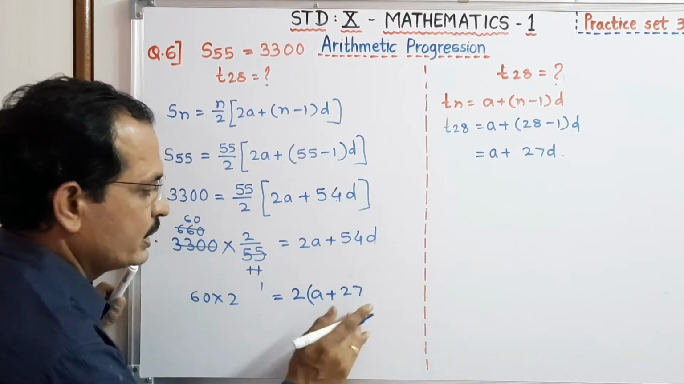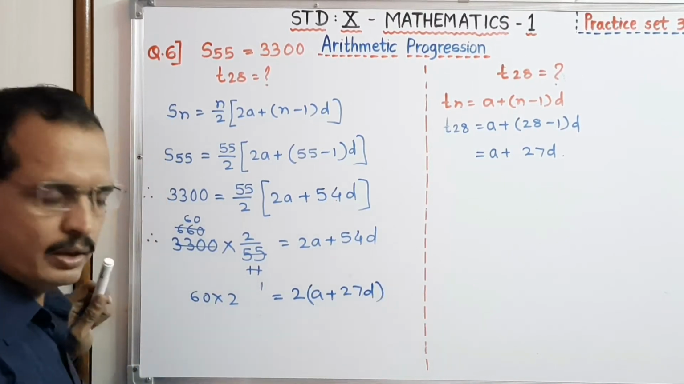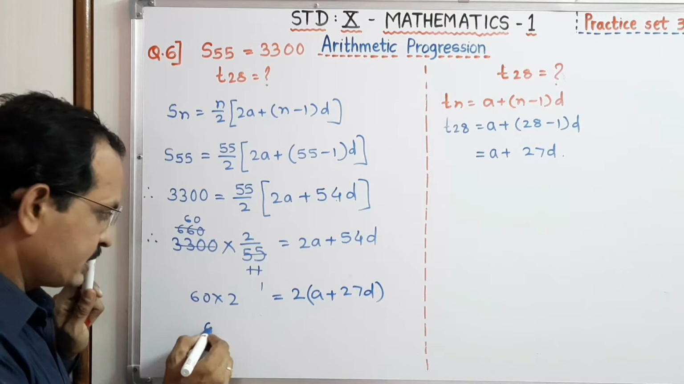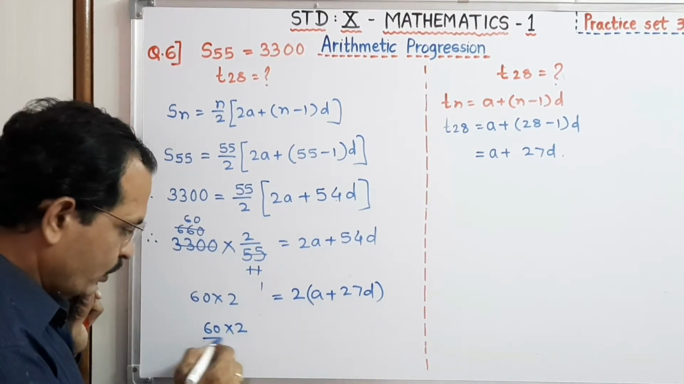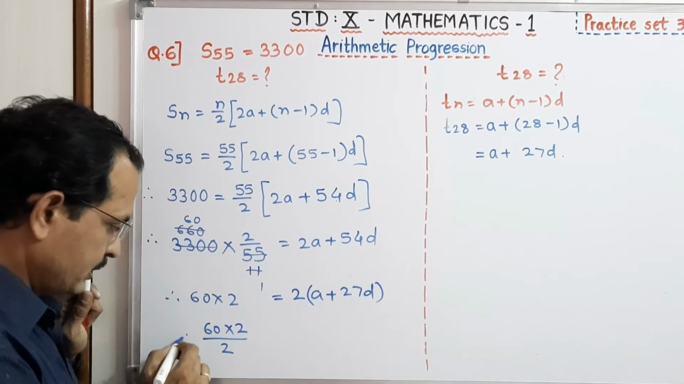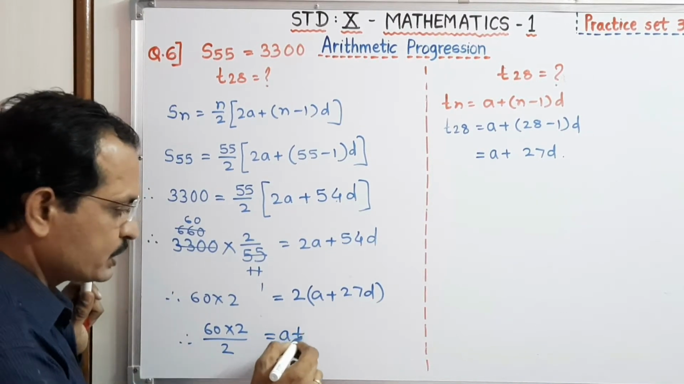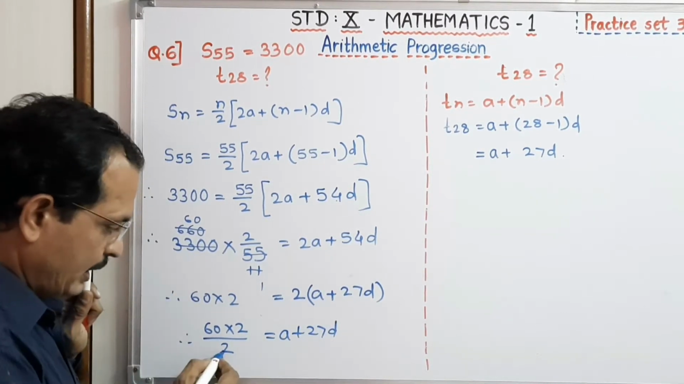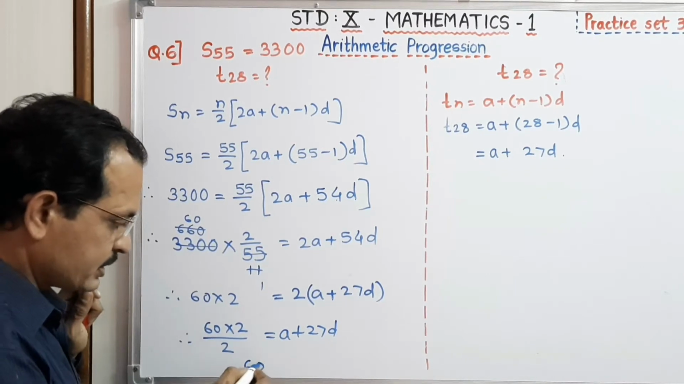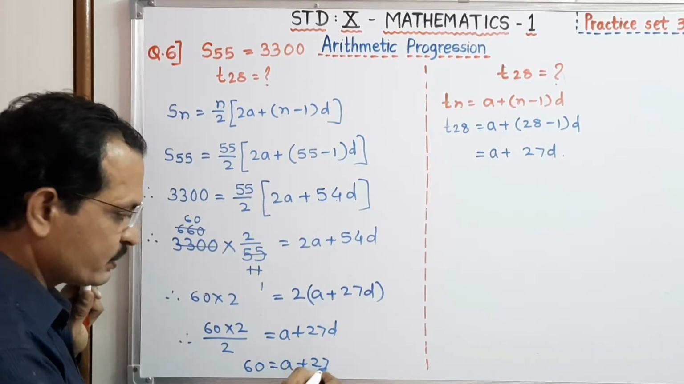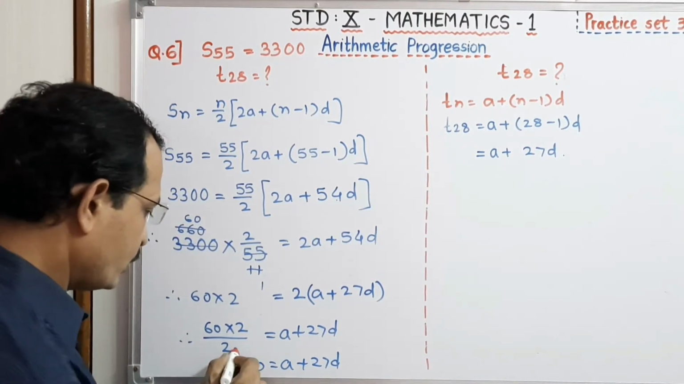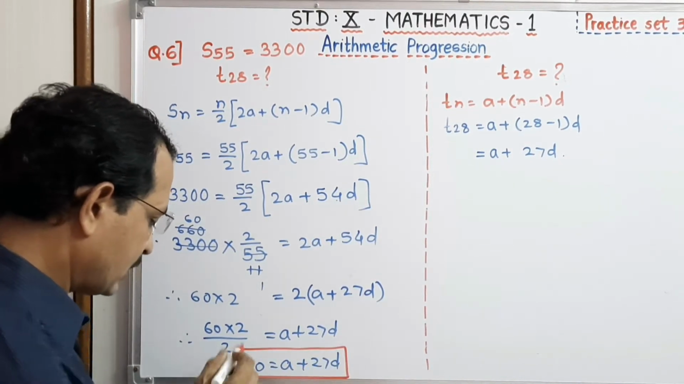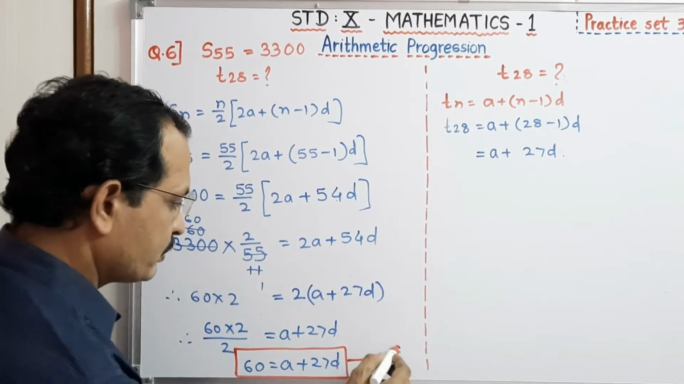It is 27d. Now dear students, see here, it is 60 into 2. This 2 is multiplied here, so we take it on this side and it gets divided, is equal to a plus 27d, and this 2 gets cancelled here. It is 60 is equal to a plus 27d. Now dear student, we have to use this for our further calculation. This is statement number first.